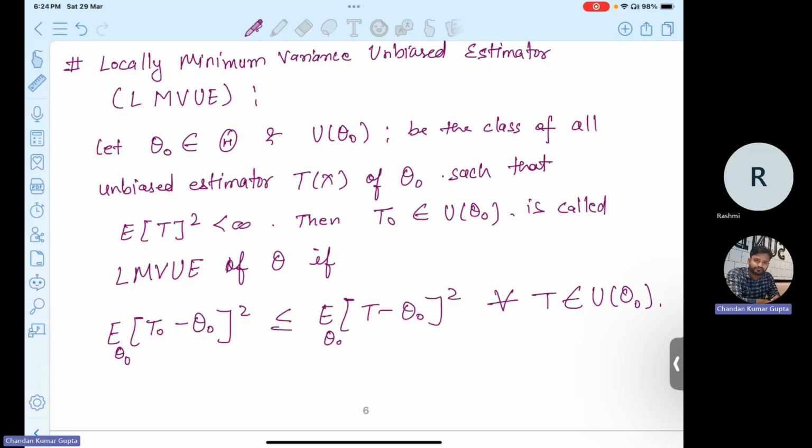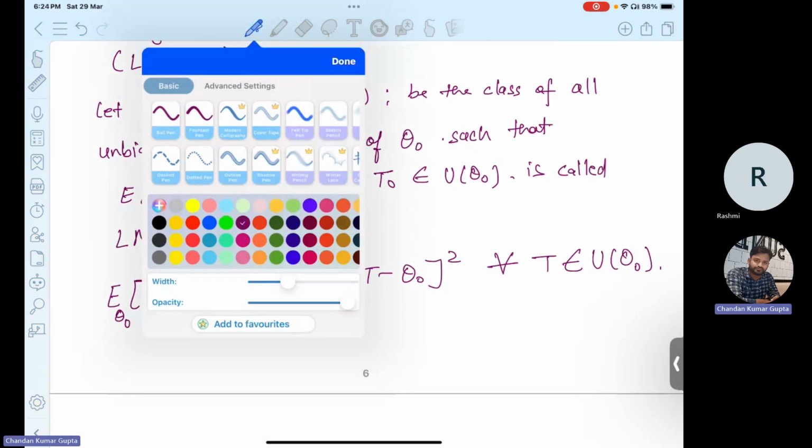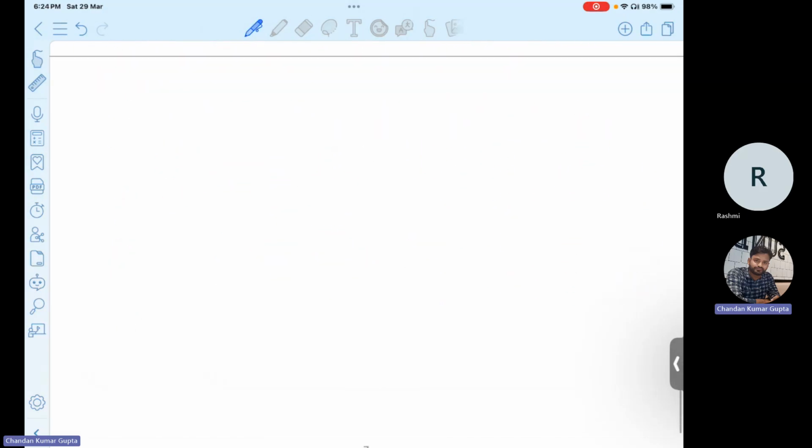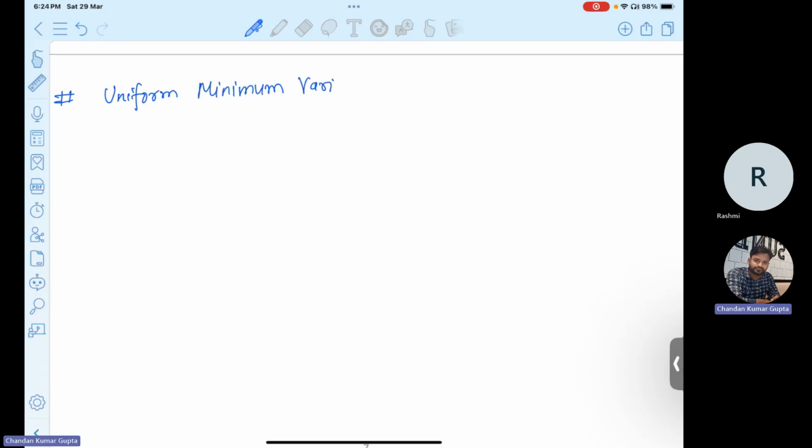So that means we have more than one unbiased estimator for the same parameter. But the one which has the minimum expected value of (T naught minus theta naught) whole square is the locally minimum variance unbiased estimator. Okay, in a similar manner, we also have the uniformly minimum variance unbiased estimator.